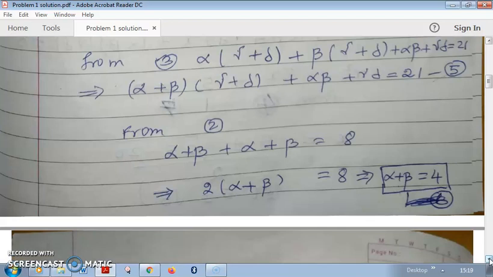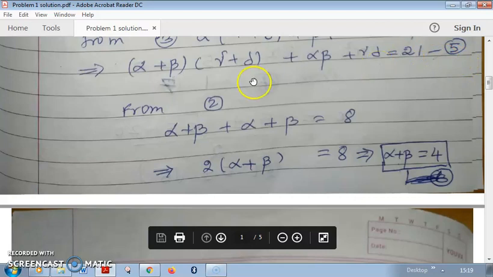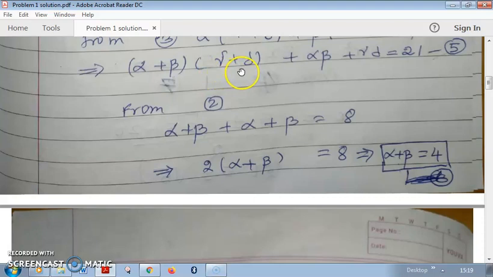So we are taking this equation 2. In the place of gamma plus delta, we can write alpha plus beta. So twice alpha plus beta equal to 8. That means alpha plus beta equal to 4. So this alpha plus beta equal to 4 we can substitute in equation 5. What is equation 5? Alpha plus beta into gamma plus delta plus alpha beta plus gamma delta equal to 21. So that our question becomes very easy.